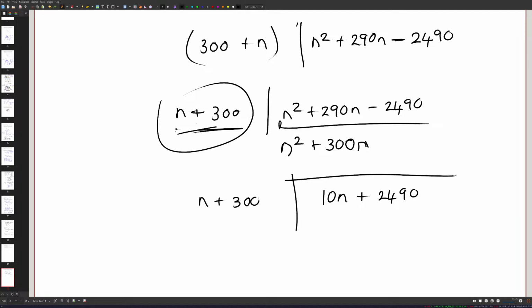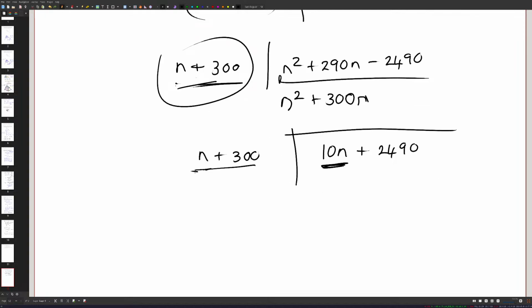And then I'm going to try to get the n's to match up so that I can get rid of the n, so that I just get that this divides some numbers. So this always divides 10n plus 3000. And so it divides the difference of these two things, which is then 510.